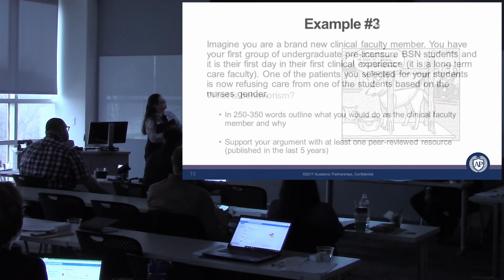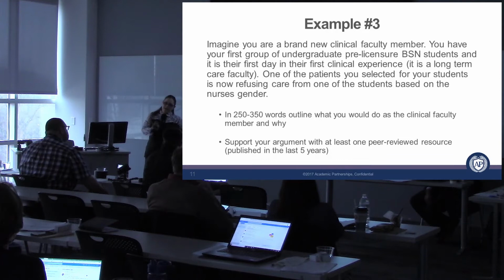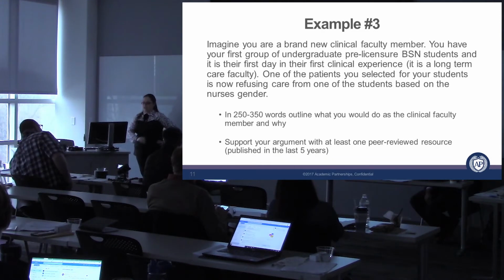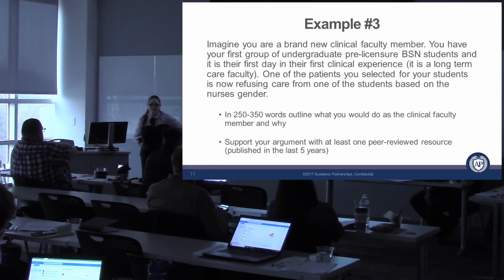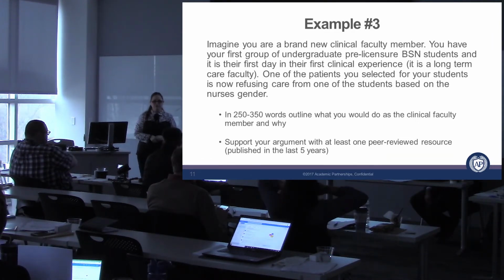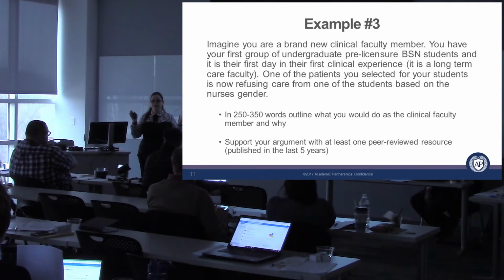And then number 3, imagine that you're a brand new clinical faculty member, and this is the first day of the first clinical you've ever hosted, and it's your undergraduate pre-licensure students, and then one of the students actually has a patient who you selected for them decline care because of their gender. I mean, this is true of anything, you basically have a client declining an activity because of gender. What would you do? Why? And I want you to support it with some research.